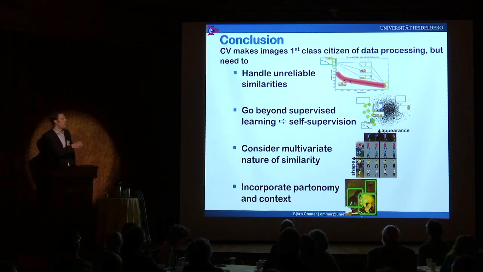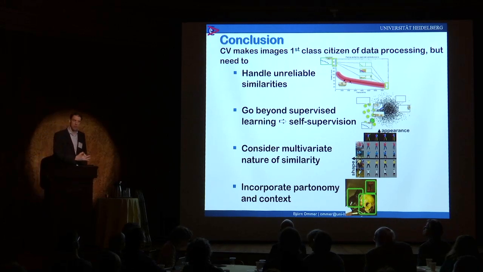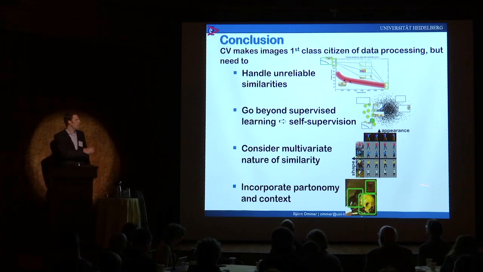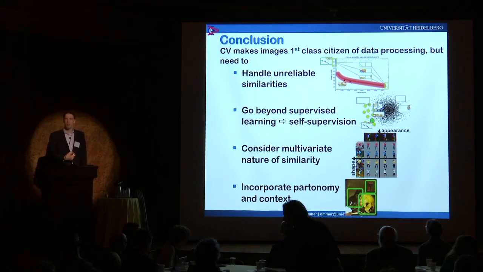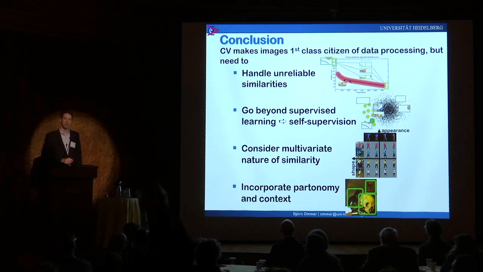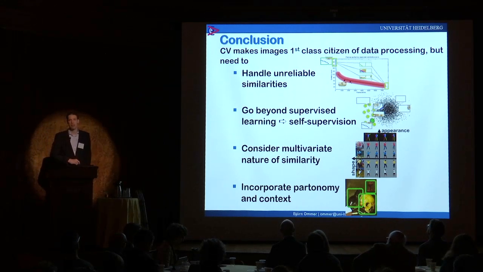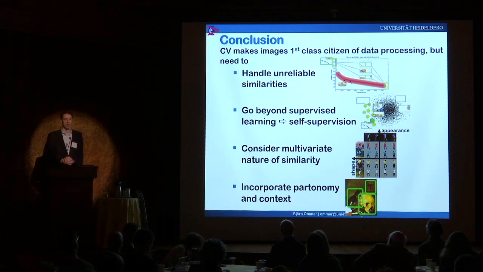I think we should go beyond the supervised learning, which was the workhorse of everything that we did beforehand, and utilize the vast amounts of data that we have, squeeze out everything that we can, and then we should consider the multivariate nature of similarities and explicitly model different ways that images can be similar and dissimilar. And lastly, reason about several parts, their relationships, partonomies, and contextual relationships.